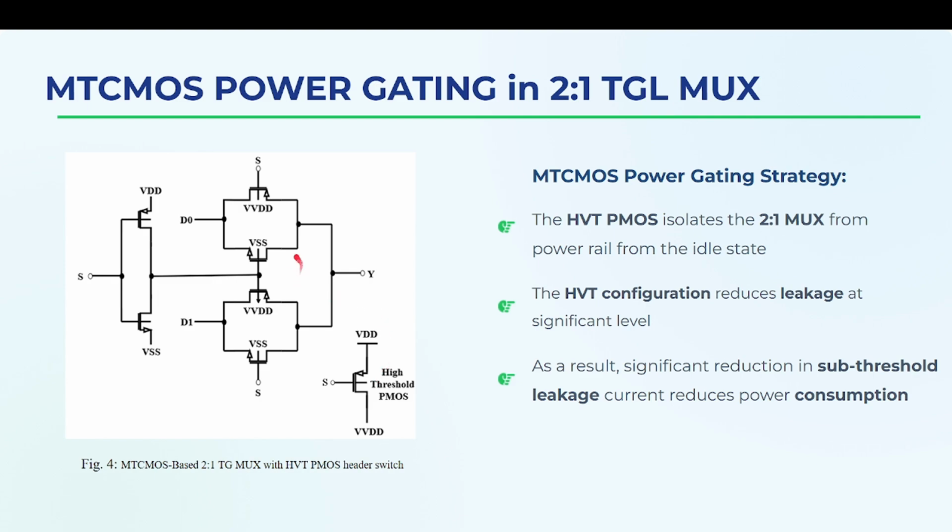How does it work? As we have seen already, we had VDD at this terminal before in the basic 2x1 mux. Now we replace that VDD with the virtual VDD node shown in the previous slide at the power gating technique. So in place of VDD, we create a virtual VDD node using a high threshold PMOS header switch driven by the sleep signal S. And using this, we can reduce the path of leakage during the idle state or off state operations.